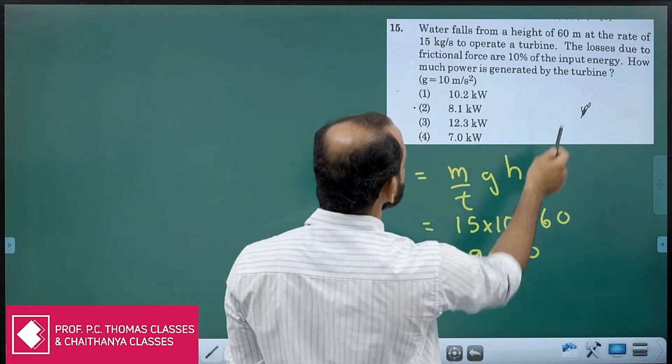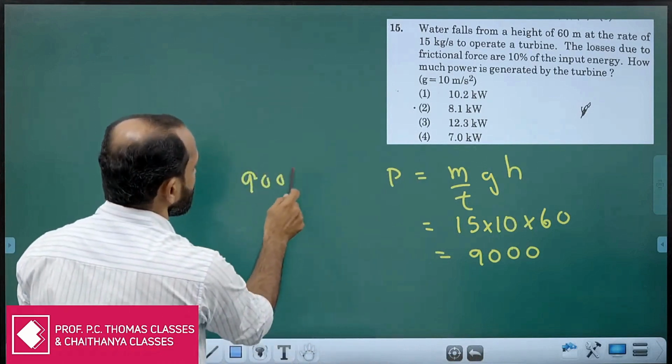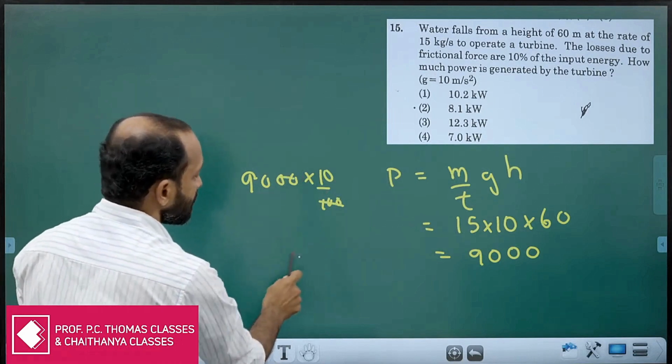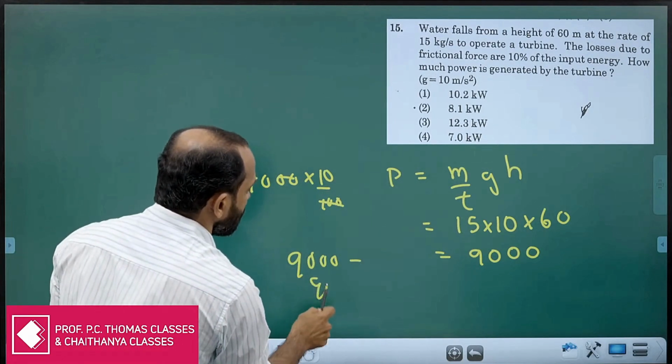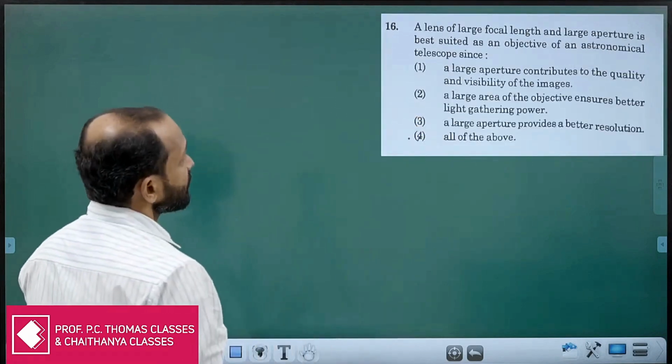Okay, but 10% of input energy is lost as friction. So what is 10% of that? 9,000 multiplied by 10 by 100, you get 900. So the answer would be 9,000 minus 900. That is 8.1 kilowatt.